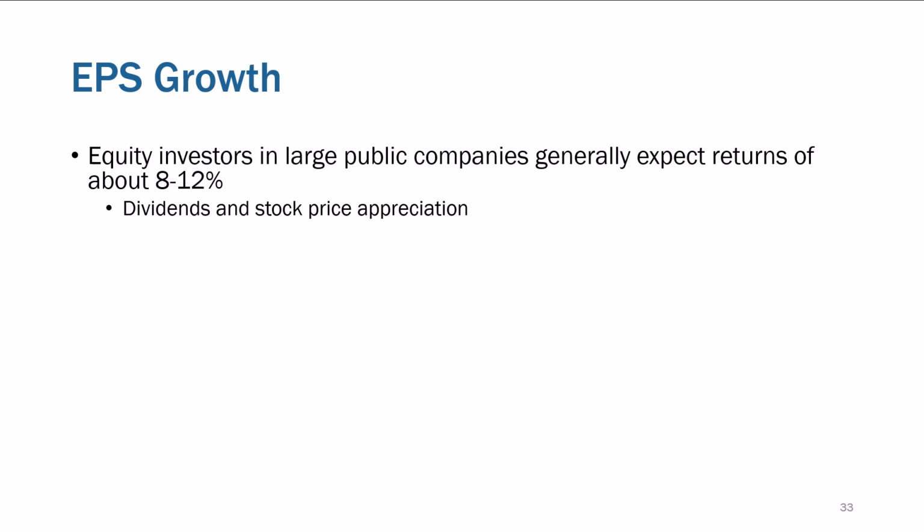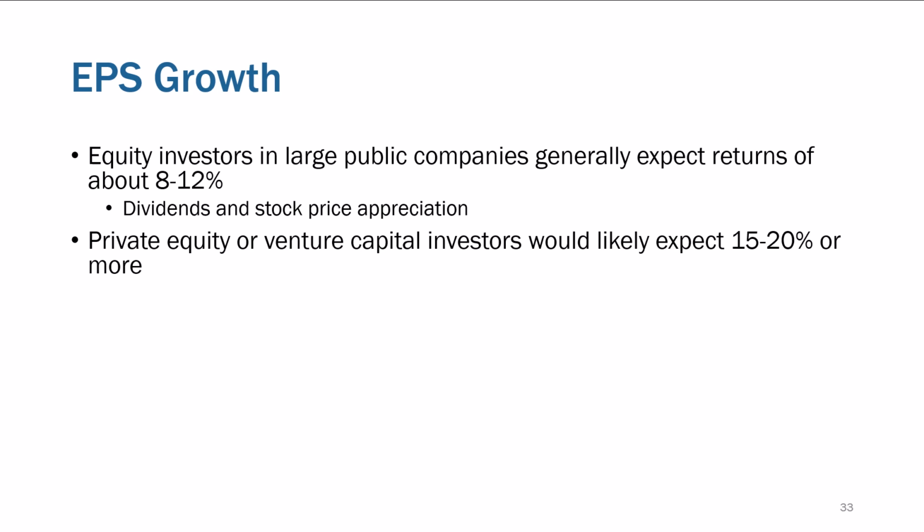All right, back to earnings per share growth here. Equity investors in large public companies generally expect returns of about 8 to 12%. And I like to look at that. That's a combination of dividends and stock price appreciation. Now, private equity or venture capital investors are going to expect probably 15 to 20% or more for risky venture capital. How does a company grow earnings per share? Because between dividends and stock price appreciation, we want to see 8 to 12%.